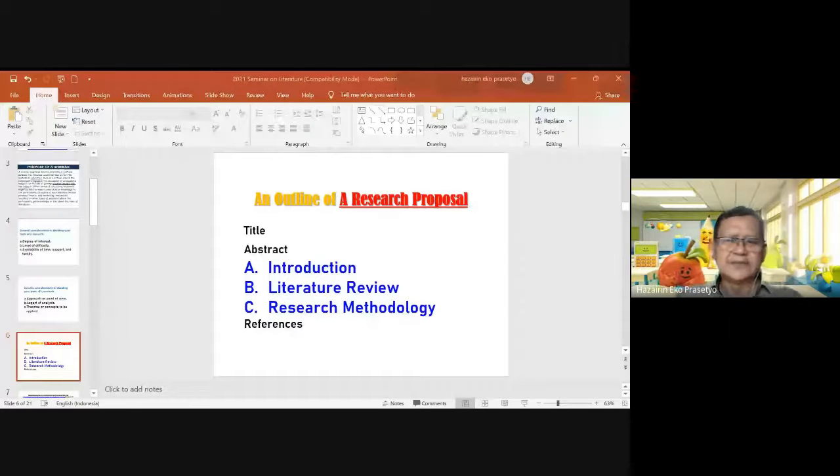And the other important factor of why it is important to you is because you are going to continue your proposal with an actual research for your final task, your final assignment, tugas akhir, skripsi. So this proposal is supposed to be the three beginning chapters of your script for your final assignment. That's the reason why you must be serious in writing this.